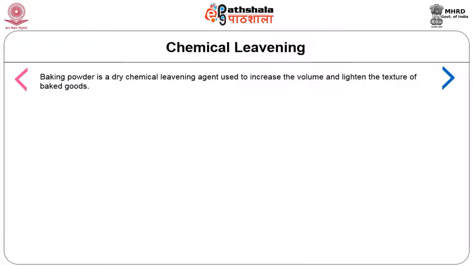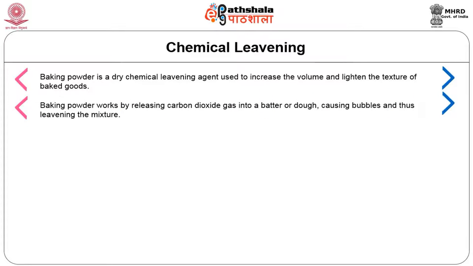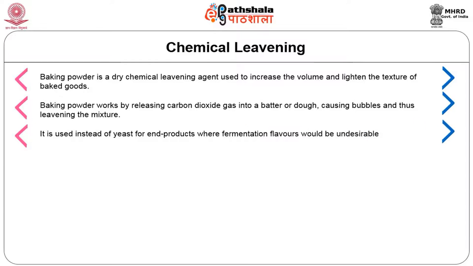Baking powder is a dry chemical leavening agent used to increase the volume and lighten the texture of baked goods. Baking powder works by releasing carbon dioxide gas into a batter or dough, causing bubbles and thus leavening the mixture. It is used instead of yeast for end products where fermentation flavors would be undesirable or where the batter lacks the elastic structure to hold gas bubbles for more than a few minutes. Because carbon dioxide is released at a faster rate through the acid-base reaction than through fermentation, breads made by chemical leavenings are called quick breads.